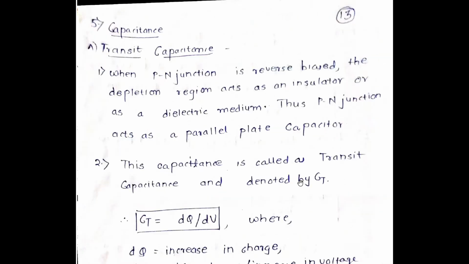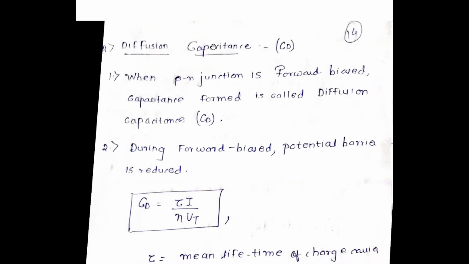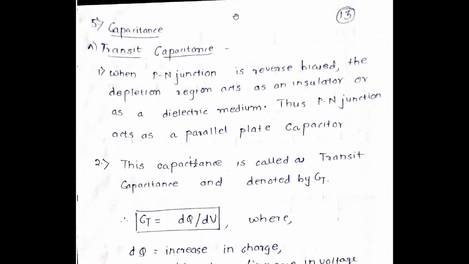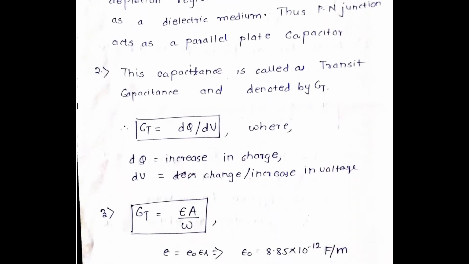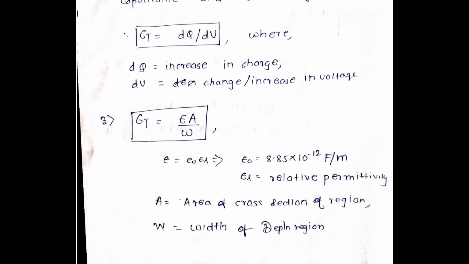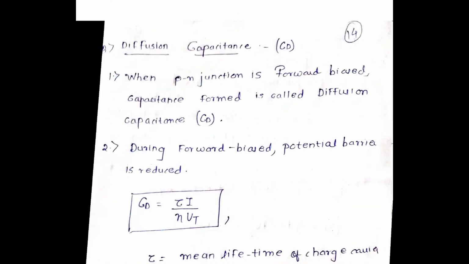So what you need to know is that there are two kinds of capacitance. One is the transit capacitance, the other one is the diffusion capacitance. In case of a transit capacitance, the PN junction is reverse biased, whereas in case of diffusion capacitance, the PN junction is forward biased, and the capacitance arising out of it is called the diffusion capacitance. You need to know the formulas very well, because there are numericals in which the terms will be given to you and you will be asked to find the transit capacitance or diffusion capacitance. So knowing the terms very well is very important.